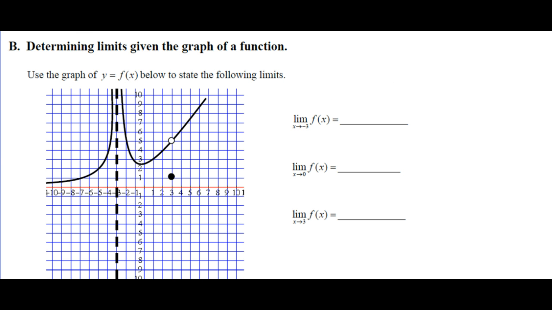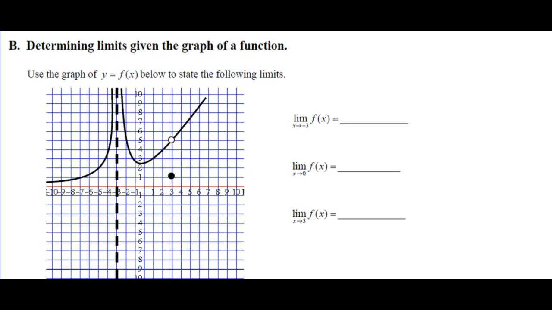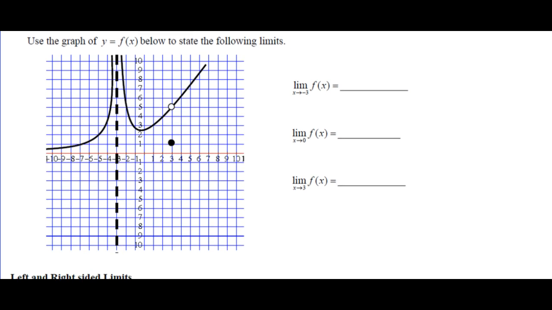Now you can see this. Determining limits given the graph of a function. Use the graph of y equals f of x below to state the following limits. The limit as x approaches -3. So here's -3. What's the limit? What did we say it was on the stuff you can see right above? Infinity. Or we're going to say it does not exist.